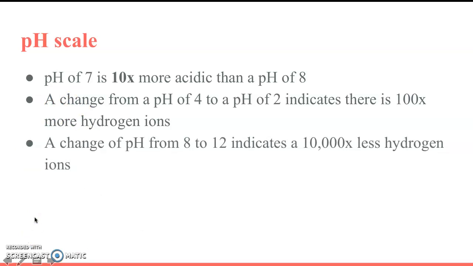Last example, if we change from a pH of 8 to 12, now we're getting more basic. If we go from 8 to 12, we have a 4 unit change. 10 times 10 times 10 times 10 is 10,000 times, which means when we change from a pH of 8 to 12, it is now 10,000 times less hydrogen ions, 10,000 times less acidic than the original solution.